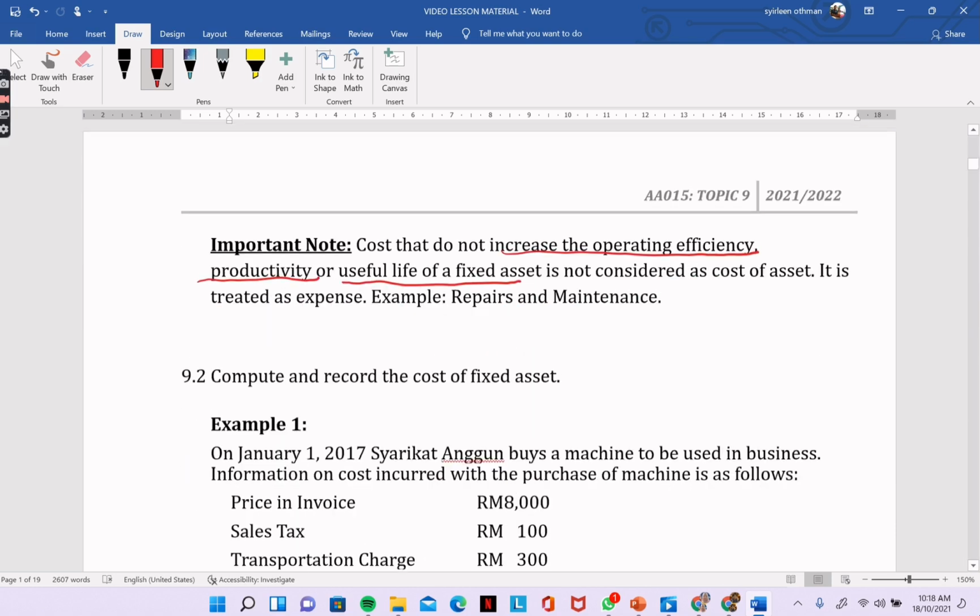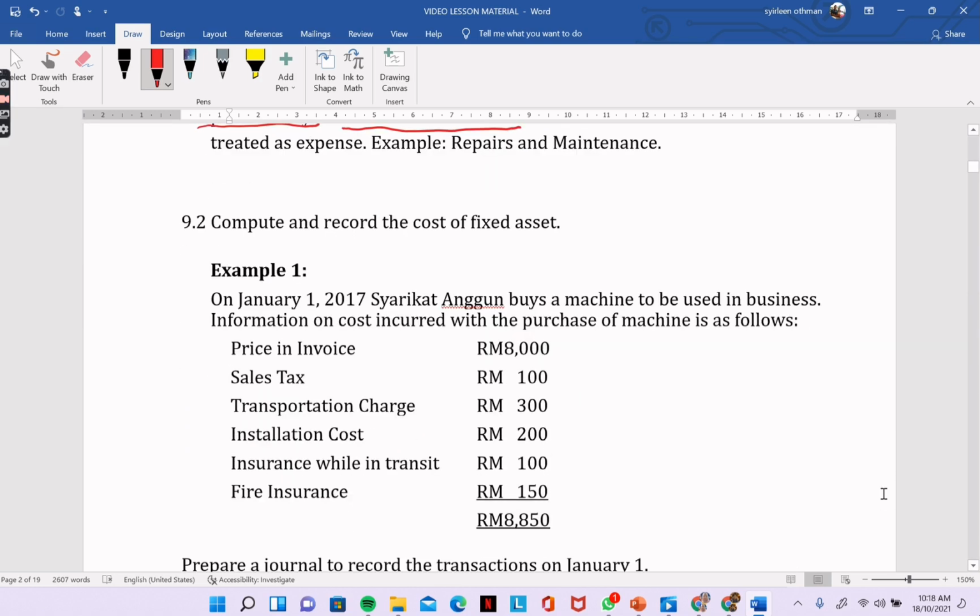So this is the example that is already shown in part 1. We will only take the first item, second, third, fourth, and fifth. This will be the cost price. And the last item here will be considered as expenses. That will be the insurance expense.